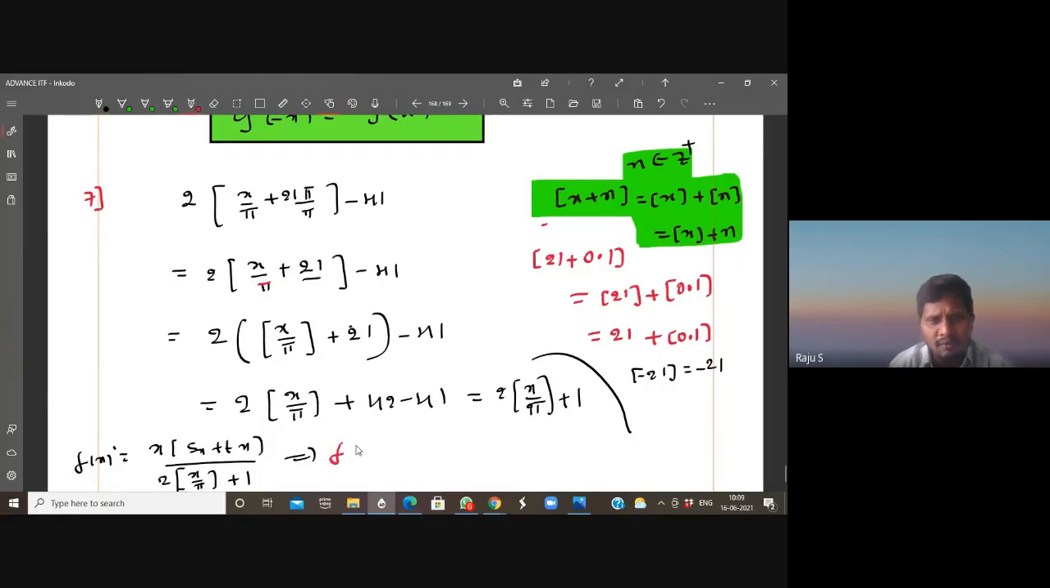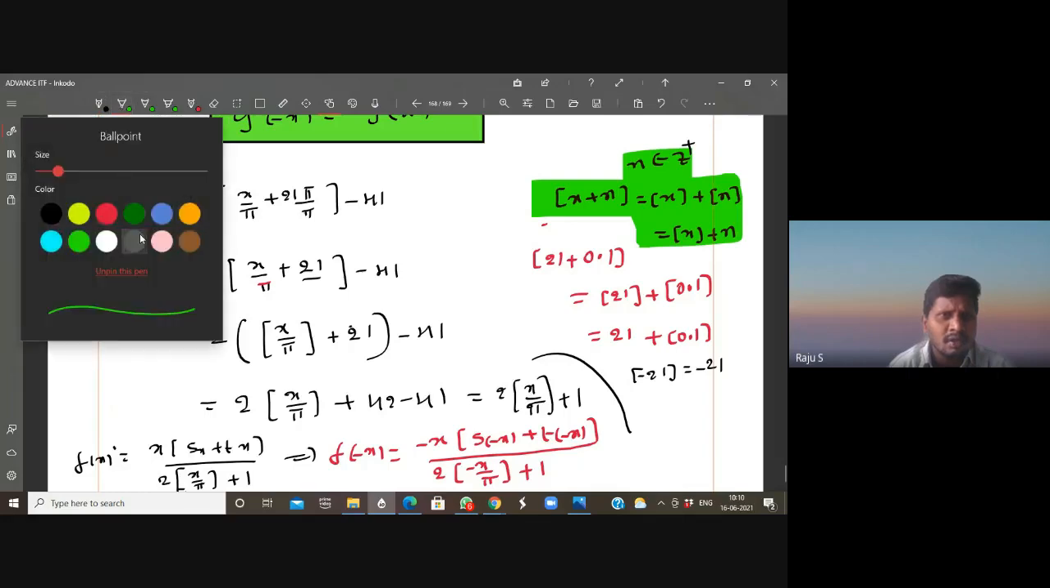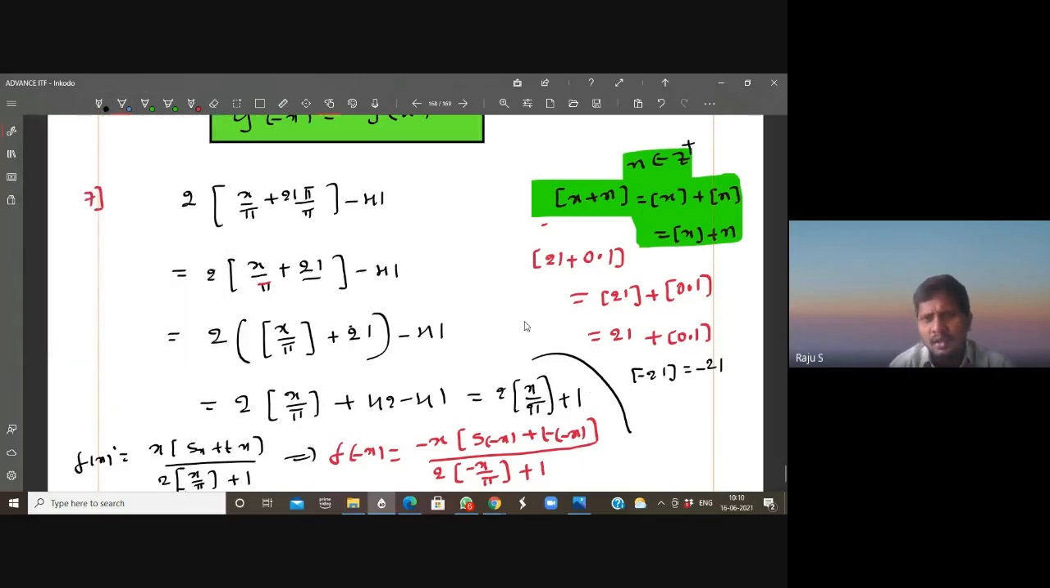For that, I want to find f of minus x. f of minus x is equal to minus x sine of minus x plus tan of minus x, divided by 2 times the greatest integer of minus x by pi plus 1. So there is a property again. Remember that with the help of a greatest integer property. So what is the property we have here? The property is, I'm going to write for any negative value.